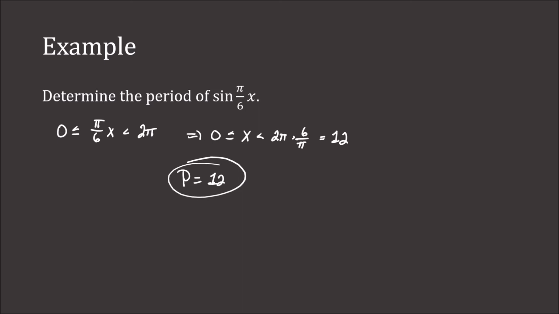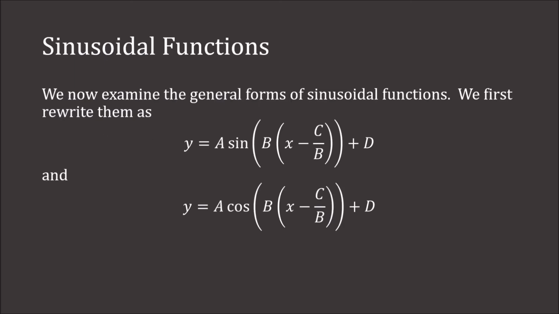Now we'll go ahead and examine the general forms of the sinusoidal functions. We do so by rewriting them in this form, and I'm only going to go over one. The other one is identical, right? So a sine of b times x minus c over b plus d. All we did is we factored out the b, right? Remember, the original form was a sine of bx minus c plus d. So all we did was factor the b out from in here.